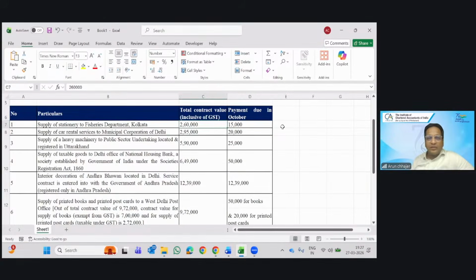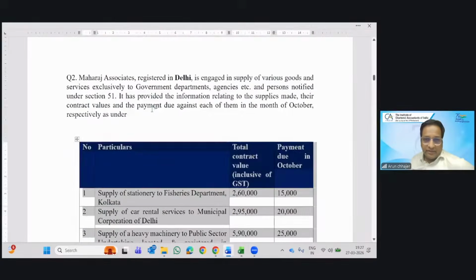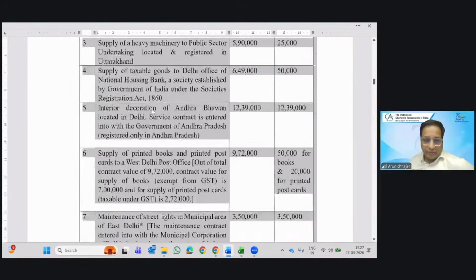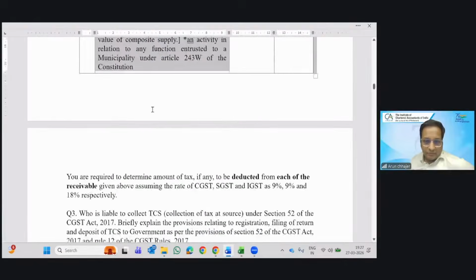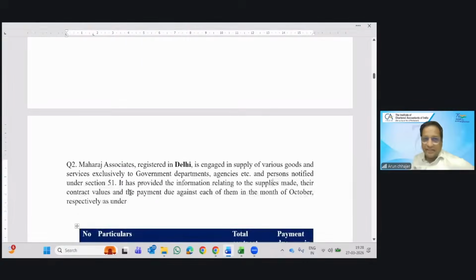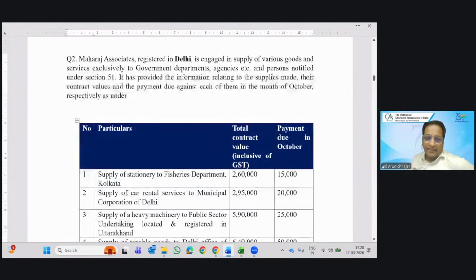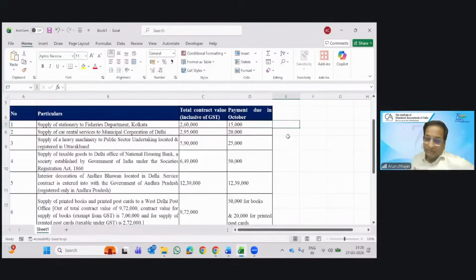What is the total value? It is inclusive of GST. So first I have to check what is the rate. Let me check the rate that they have assumed. What tax rate did they assume? Yes, 18%. They have assumed 18%. Right. So if the supplier is in Delhi and the recipient is in Kolkata, then which tax would be charged? It will be IGST, right?